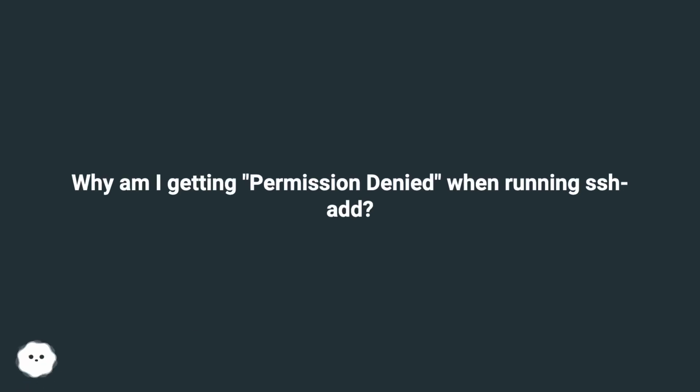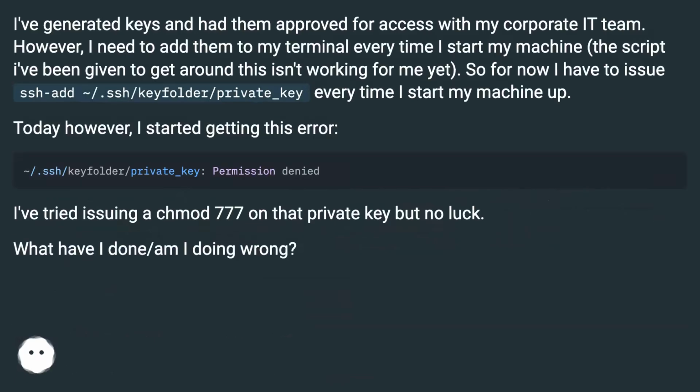Why am I getting permission denied when running ssh-add? I've generated keys and had them approved for access with my corporate team. However, I need to add them to my terminal every time I start my machine. The script I've been given to get around this isn't working for me yet.